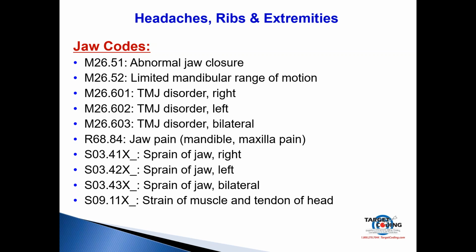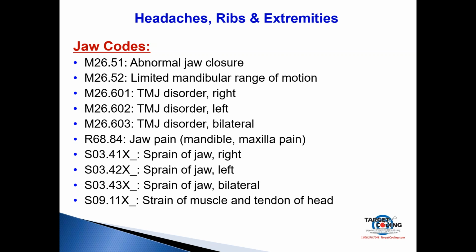How about strain of the muscle and tendon of the head? Anything related to the head or the jaw I thought I would put in this presentation. That's S09.11. Now, when you see the X, don't worry about it, that's a dummy placeholder, but there is a dash under the S codes. S codes, like I mentioned a few minutes ago, relate to trauma, relate to an injury. So you have sprain, strain, there are fractures, contusions, traumatic brain injury, even traumatic subluxation codes. Those all begin with the letter S.